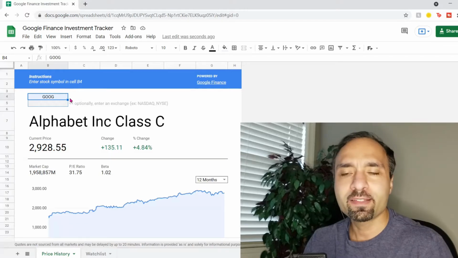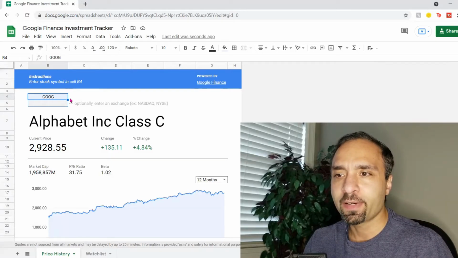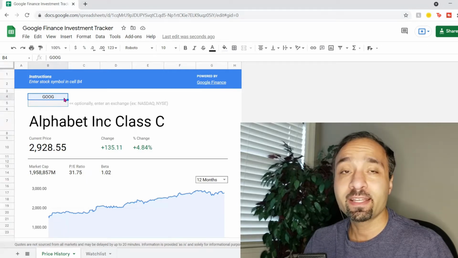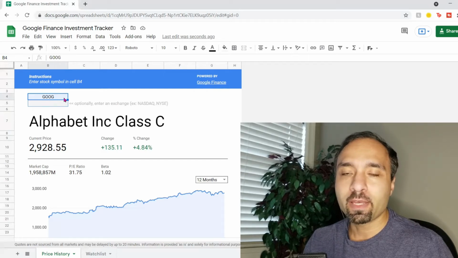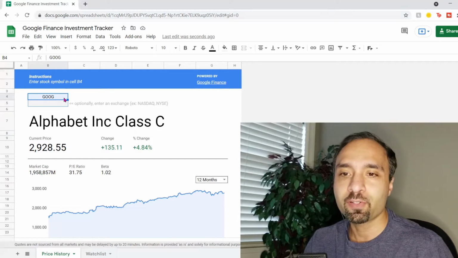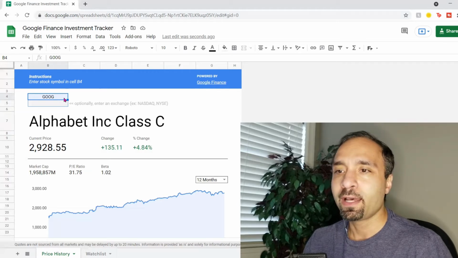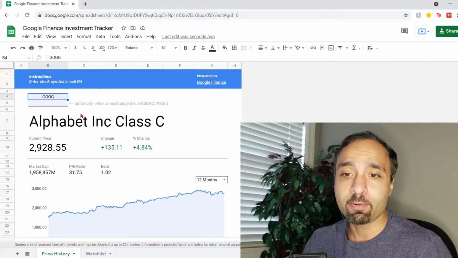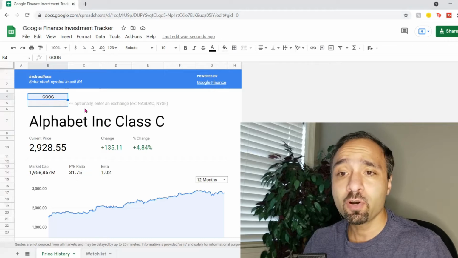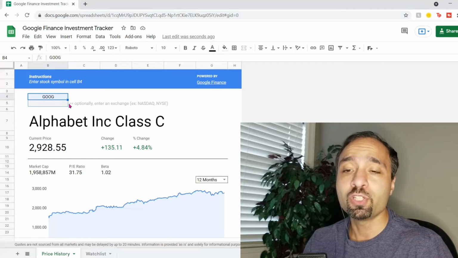All right, as you see here on the screen, we have a simple tracker provided by Google Finance. At the top of this file, there is a box whereby you can enter the ticker symbol for the specific stock that you're interested in. If you are not sure what the ticker symbol for a stock is, you can simply use Google, just search for the name of the company followed by ticker symbol. For the most part, this is four characters. For example, for Alphabet, which is the parent company for Google, the ticker symbol is GOOG.